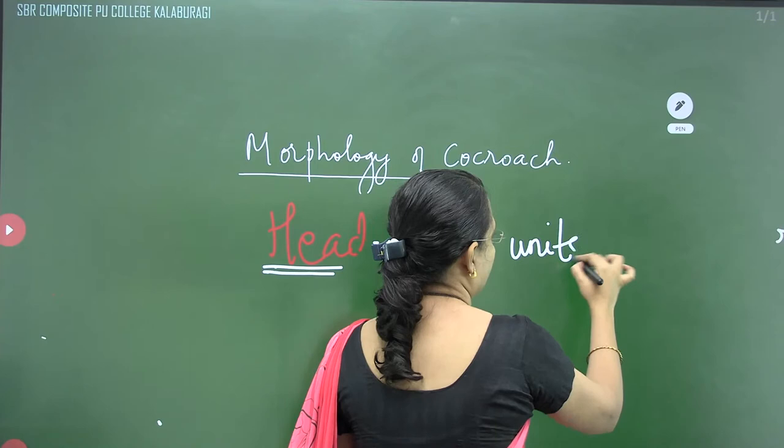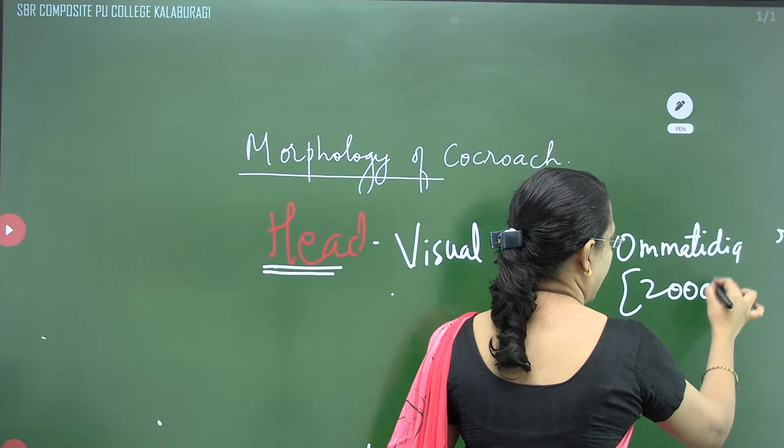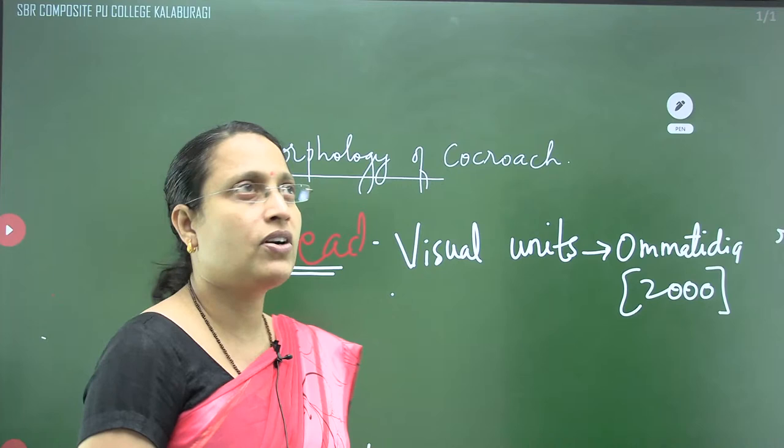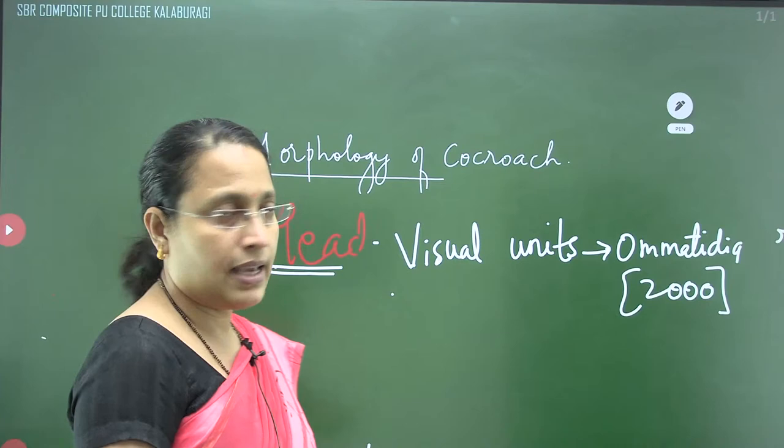The name of this visual unit is called ommatidia. There are somewhere around 2000 of these ommatidia in a single compound eye. These compound eyes are responsible for different types of vision, like mosaic vision if it is a diurnal insect, or superposition image if it is a nocturnal insect. Now that's what is about the compound eyes.